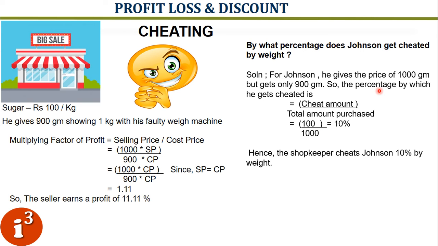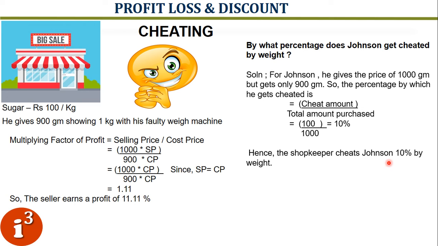So Johnson gives the price of 1,000 gram, but he gets only 900 grams. So that is the percentage by which he gets cheated. Hence the shopkeeper cheats Johnson 10% by weight. In these problems, remember it is very important to comprehend what is written in the question. The shopkeeper is cheating 10% by weight, which is in terms of Johnson.